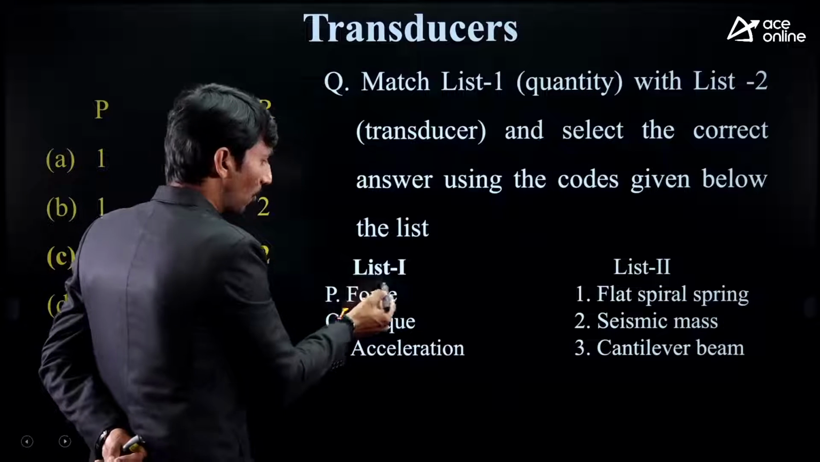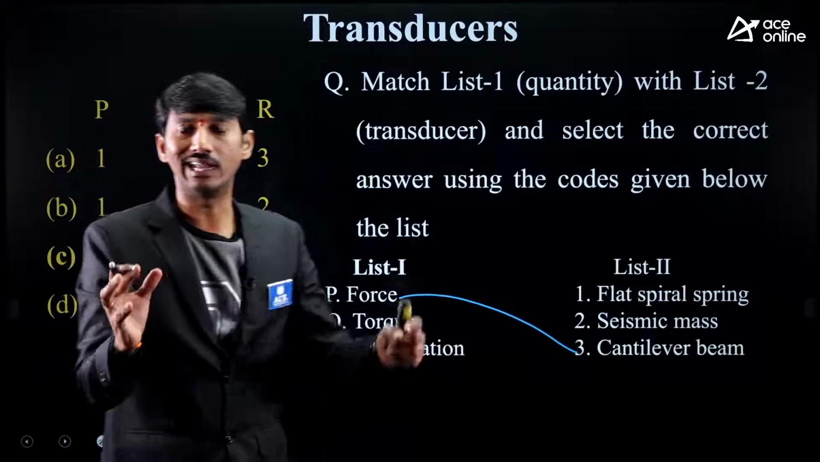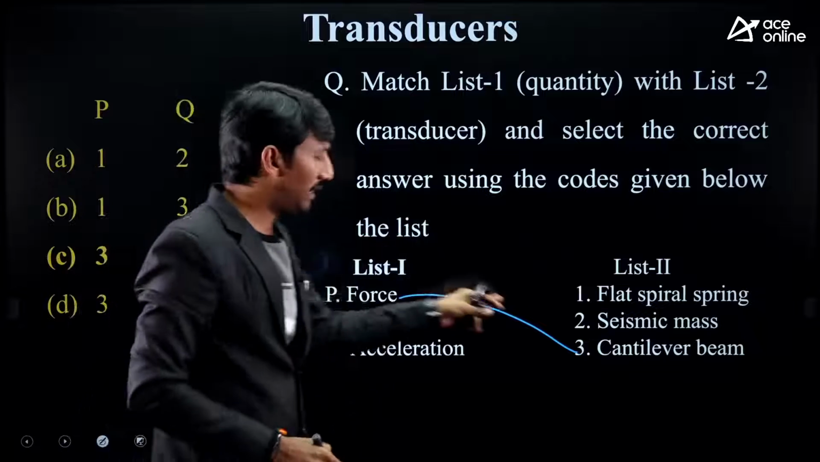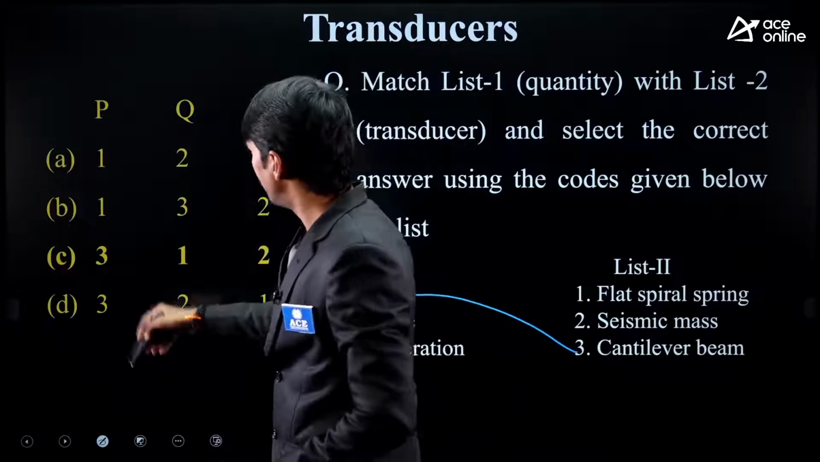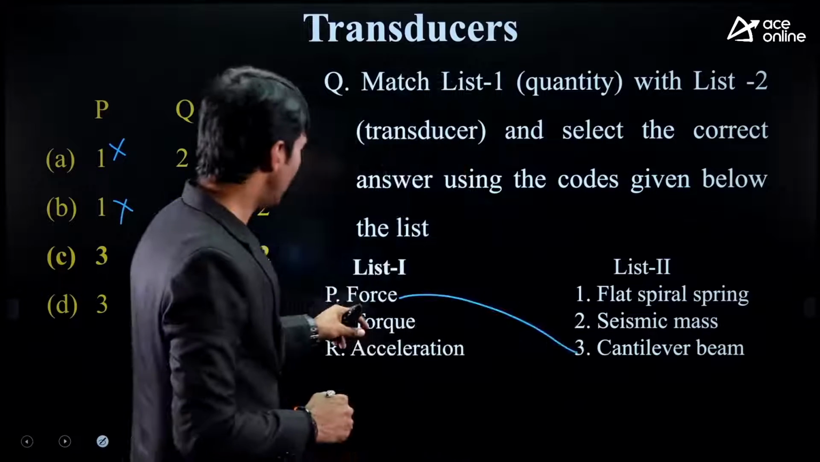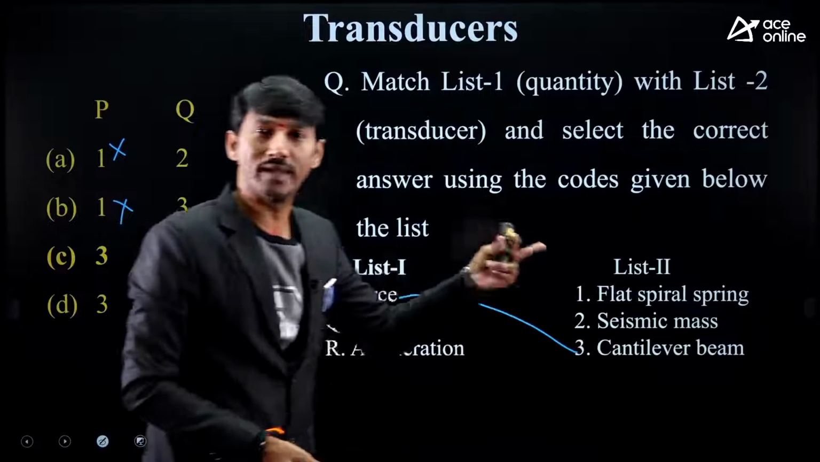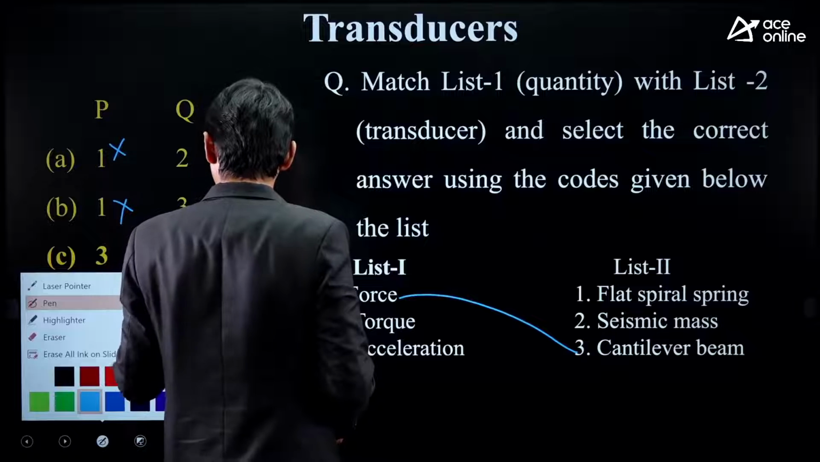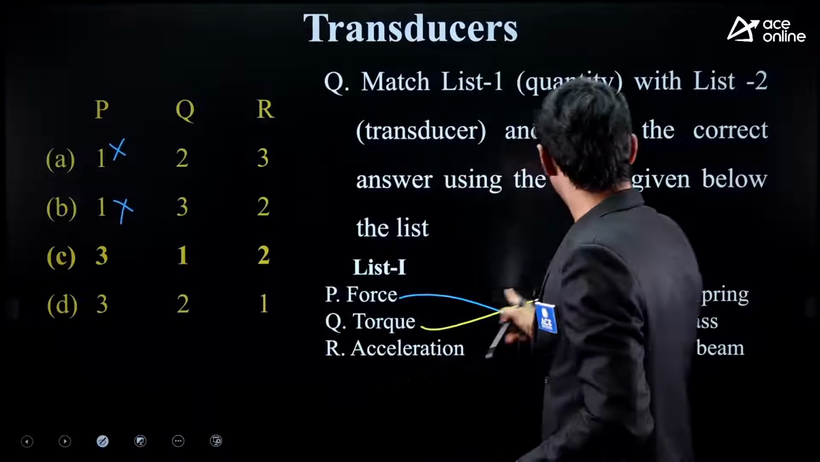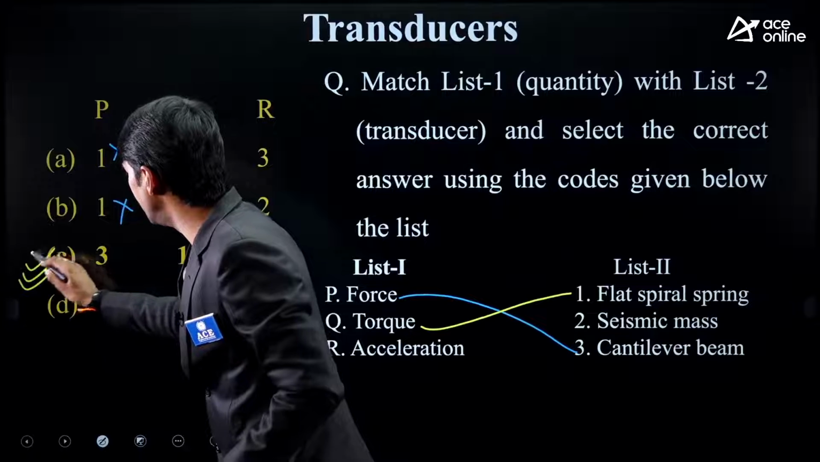Sir, here, force measurement is done by cantilever beam. If you apply the force, by balancing it, we get the force measurement. P3. Where is P3? So this is wrong. Two options are wrong. Next, torque measurement. Torque means angular, so simply you can see the spiral here. That is angular only. So torque is here, Q1. It is also wrong. So obviously option C is the answer.